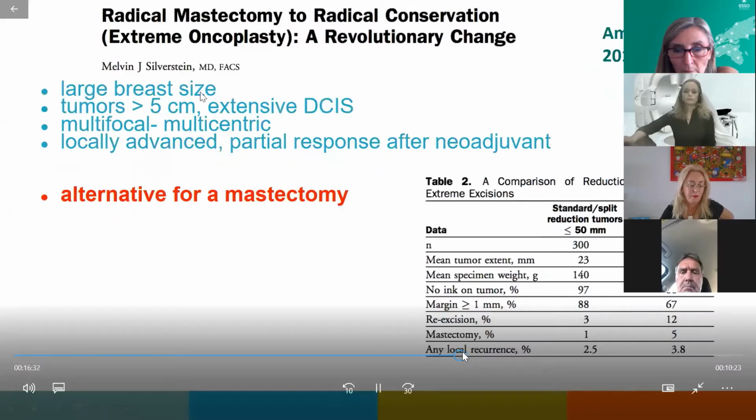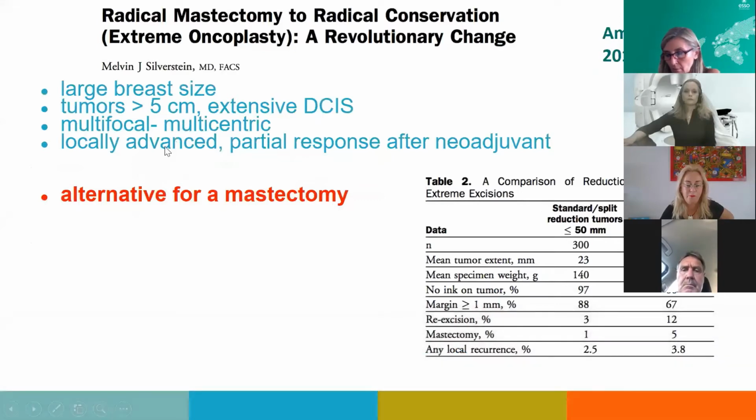for this, you need a larger breast size. The tumors are usually on an area which is more than 5 centimeters altogether, or 2 separate areas which are smaller. And these procedures, as compared with the standard breast conservation, can offer an alternative for a mastectomy.